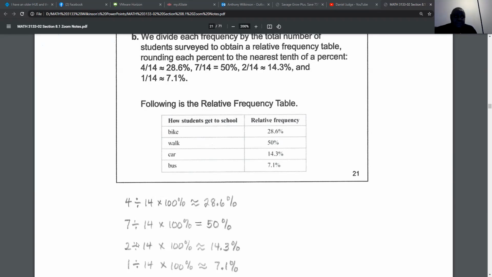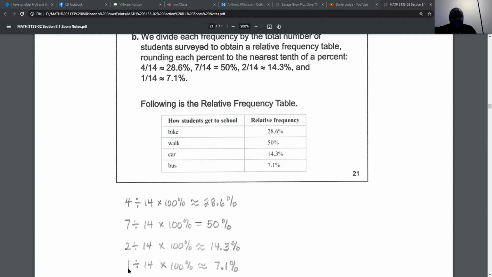And then by walking, there were 7 students that walked to get to school out of 14. So 7 divided by 14, multiply that by 100% because you want to change that to a percent. By multiplying by 100, you'll get 50%. And then by car, 2 people get to school by car. So it's 2 divided by 14, and then times 100%. This will be approximately 14.3%.